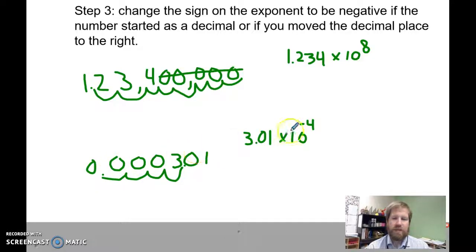Okay. It's pretty easy to make mistakes and end up having what was 0.000301, and when you turn it into scientific notation, it becomes like 301,000 or something like that. Okay, so you do need to watch your exponent and your sign on your exponent.